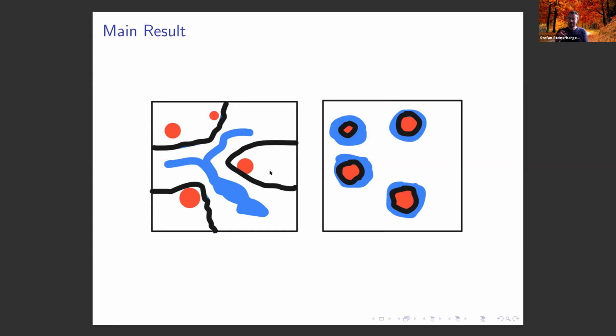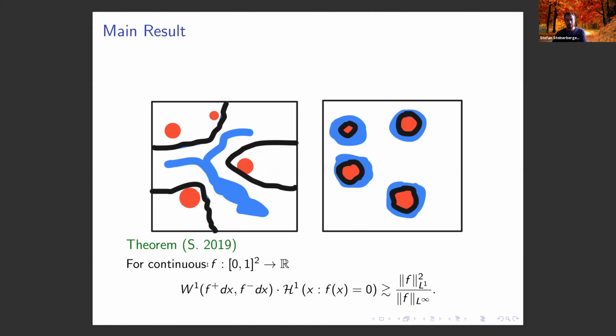So the statement should be the following: if I can transport the positive part of a function to the negative part of a function relatively quickly, then there has to be a large zero set. And the zero set in general is d minus 1 dimensional. And that's sort of the statement. And it turns out I have a proof in 2 dimensions.